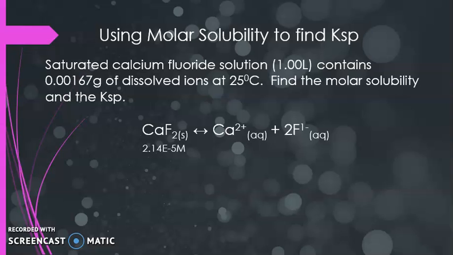Now there is a 1-to-1 molar ratio between calcium fluoride and calcium. So the concentration of the calcium is going to be exactly the same at 2.14 times 10 to the negative fifth molar. But unfortunately, I have a 1-to-2 molar ratio between calcium fluoride and fluorine. That means my fluorine concentration is going to double. So that, in fact, is going to be 4.28 times 10 to the negative fifth molar.